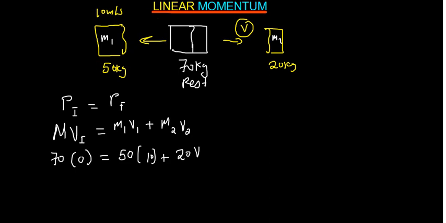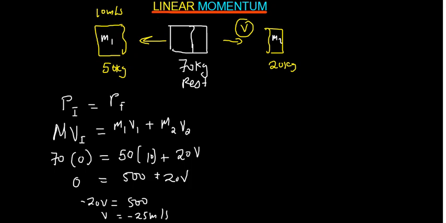70 times 0, that is 0, which is going to be 50 times 10, which is 500. That is plus 20v. I'm going to take the 20v the other side, becomes negative 20v. That is going to be equal to 500. So to find v, divide both sides by negative 20. So that will give you negative 25 meters per second.